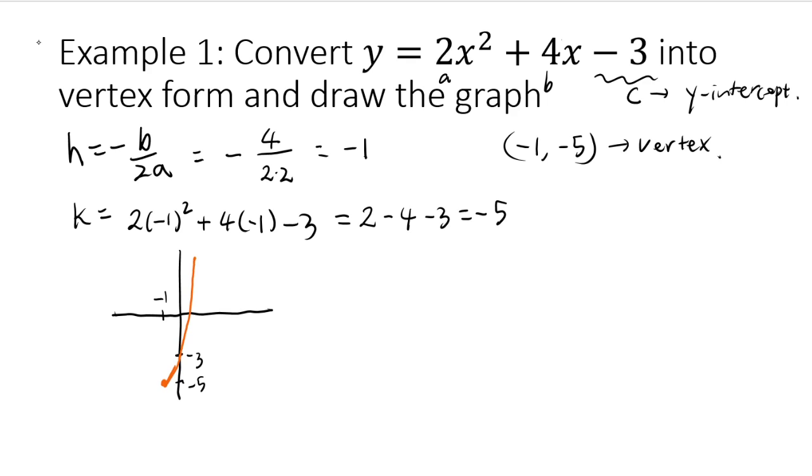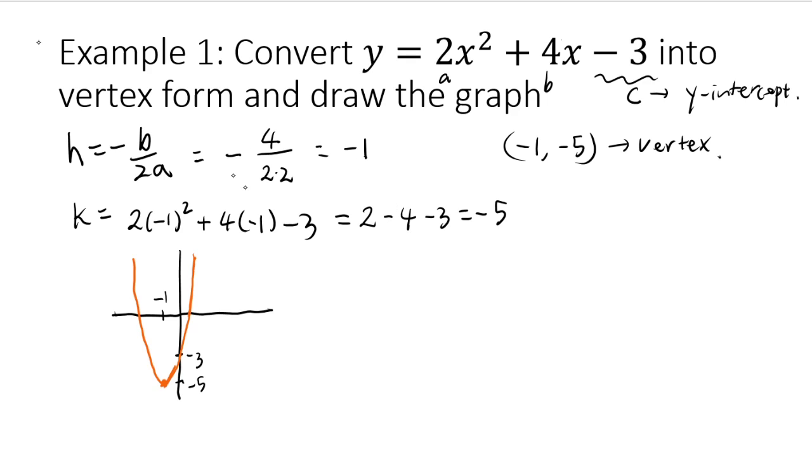And that means because the parabola, or the graph of the quadratic equation, is symmetric with respect to its vertex, or the axis of symmetry, it should go up like that, so that this is indeed the vertex. So that's the graph. Okay?